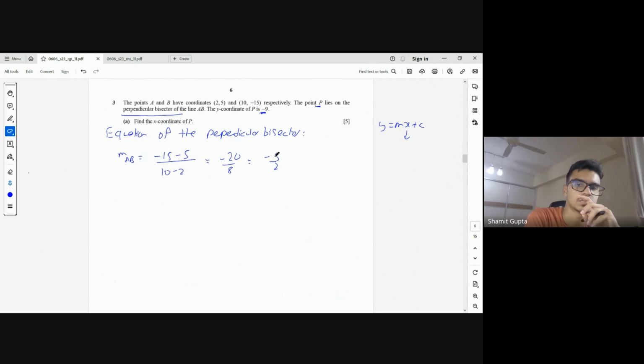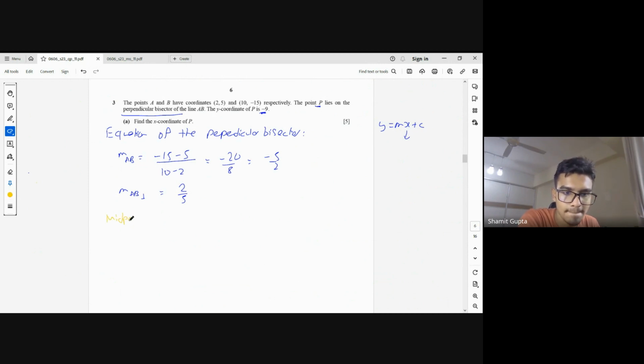Let me just... Yeah, negative 5 over 2. Just divide by 4. So m of the perpendicular will actually be 2 over 5. It will be 2 over 5, because you want 2 over 5 times negative 5 over 2 to be equal to negative 1, sorry. So what you can do is just take the negative reciprocal of this. It's that simple. Okay. But you also need the coordinates of the midpoint.